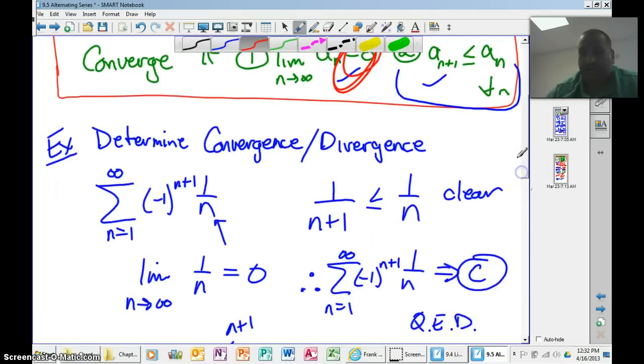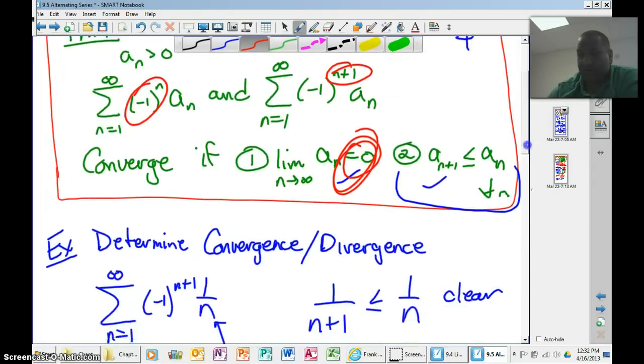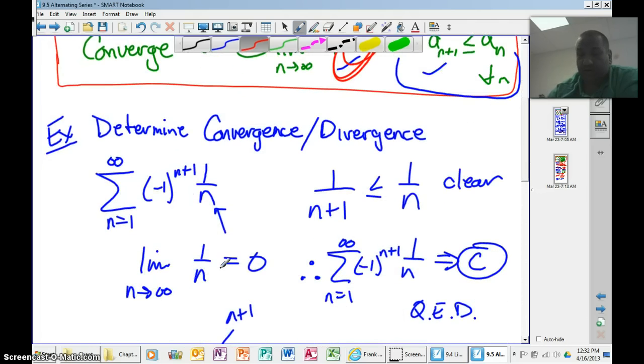So let's show what happens. If I have an alternating series with this one, I think it's clear that 1 over n plus 1 is less than or equal to 1 over n. I don't know if I need that, but what I'm going to do is forget about the alternation and just take the limit. That guy's 0. So therefore, this guy converges. So we kind of forget about the alternation, and we just take the limit.